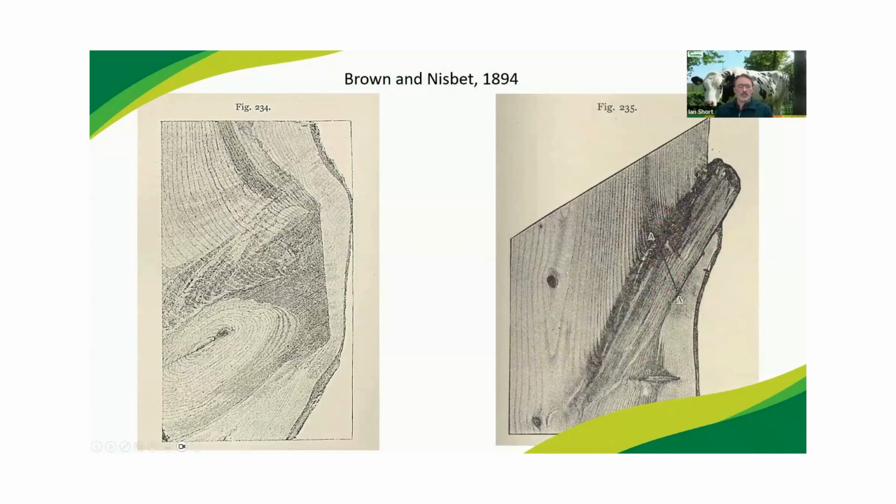So this is an illustration from a book by Brown and Nisbet from 1894. So we're looking at 130 years ago, where Brown and Nisbet have shown an illustration of the impact of pruning and what pruning does. On the left-hand side, you can see where this branch has been pruned and the tree has grown over that, and it's doing well. And on this side, you can see where a branch was not pruned and the branch has died back. This is now a dead knot and reduces the value and the quality of the timber.